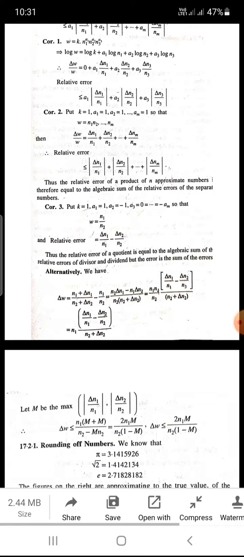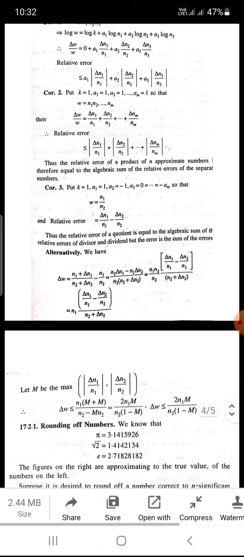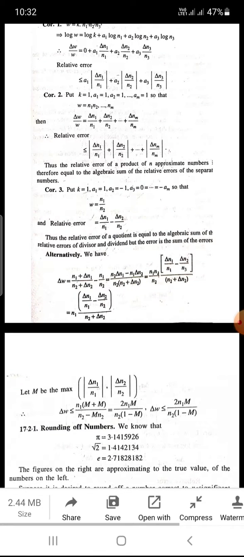Now, alternately, this is the second case. We can do like this also. As you see, we can say delta w is less than or equal to n1 upon n2 into 1 minus m, where m is the maximum value of delta n1 upon n1 and delta n2 upon n2.